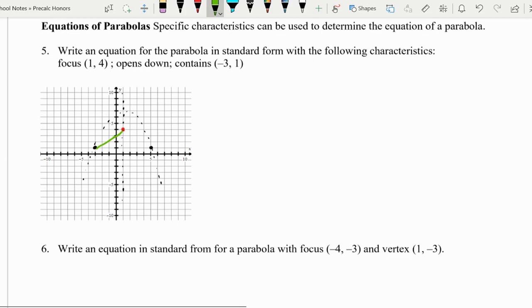So I'm going to find that distance I drew in green, and this is what I'm doing: I'm finding the distance from the point to the focus. Now I'm going to use the Pythagorean theorem instead of the distance formula, so I know that this is 1, 2, 3, 4 units here, 3 units here, so it's 5 units away.